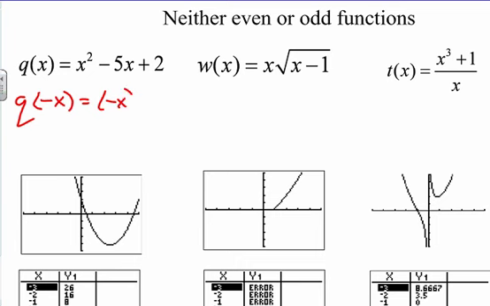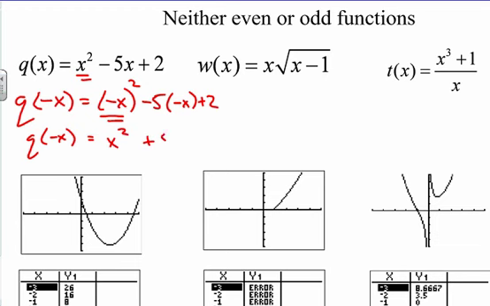So when I plug in negative x into this one, what you may notice is that this first term changes to x squared, so it stays the same as the original. However, this one actually turns into positive 5x, which is the opposite of the original. So this one looks like even, this one is odd, and the term 2 stays the same, so that would be like an even function. Well, we got even, odd, even.